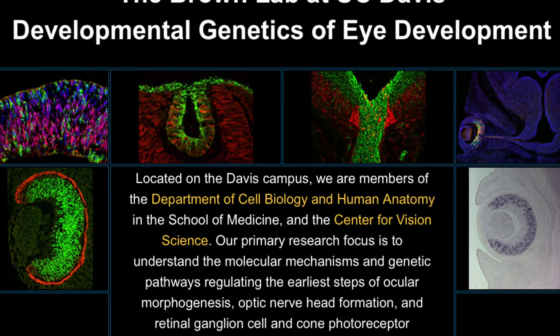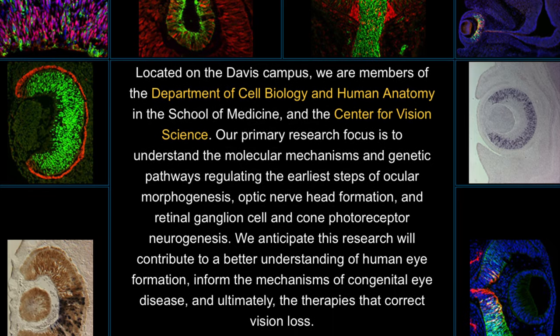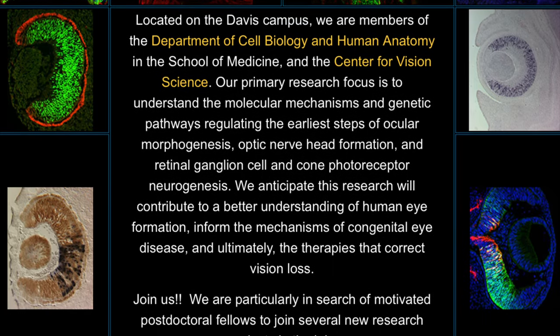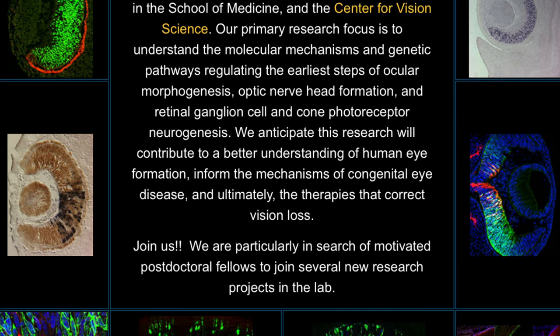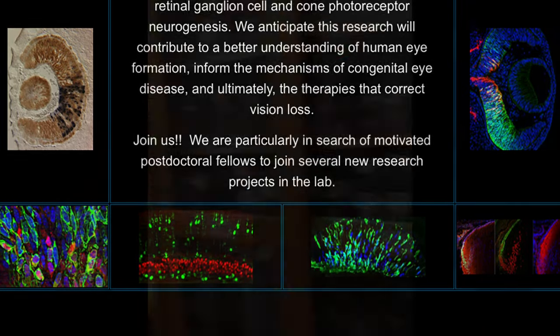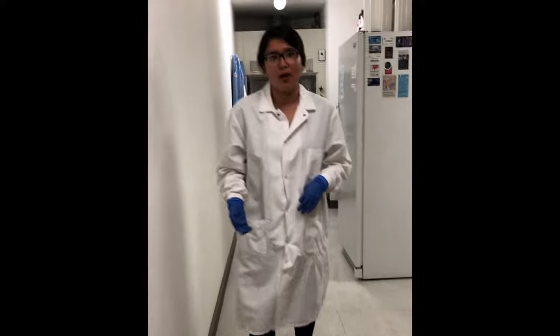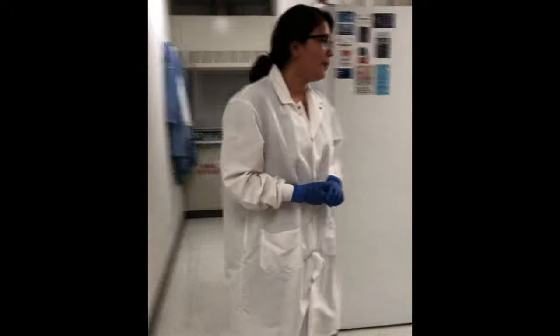Dr. Brown's lab studies the mechanisms and pathways by which certain genes involved in eye development affect optic nerve head formation, ocular morphogenesis, and retinal ganglion cell and cone photoreceptor neurogenesis. The room we are currently in is also part of the Brown lab, and this is where the cryostat is and where I've been spending, so far, most of my summer time.